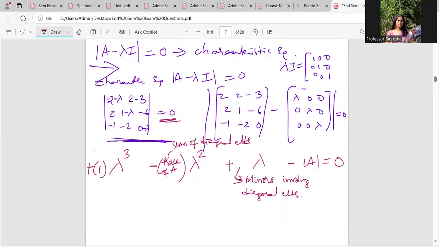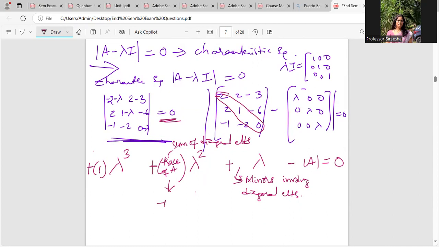Coming to trace of A. What is trace? Trace is nothing but sum of diagonal elements. What are the diagonal elements for the given matrix? There's a minus 2, a 1 and 0. So minus 2 plus 1 would be minus 1. So trace of A value would be what? Minus 1. Already there is a minus, so this minus and this minus goes to plus.